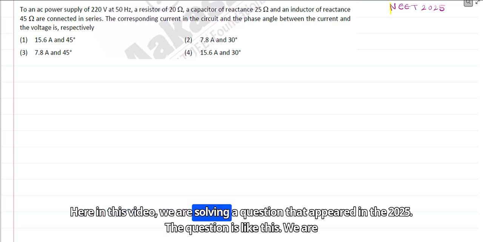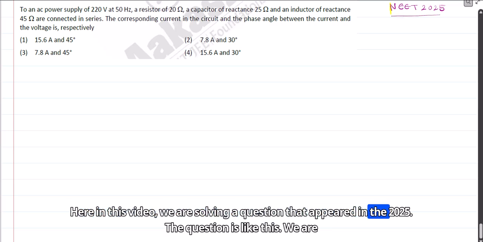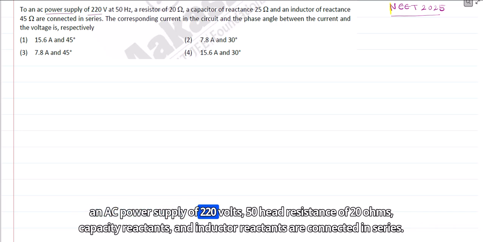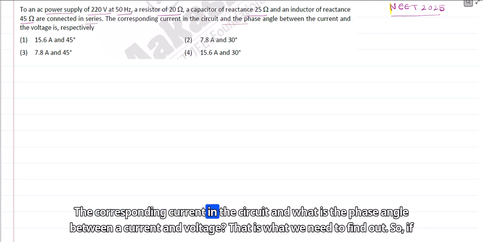Here in this video, we are solving a question that appeared in NEET 2025. The question is like this. To an AC power supply of 220 volts, 50 Hz, a resistance of 20 ohms, capacitive reactance and inductive reactance are connected in series. What is the corresponding current in the circuit and what is the phase angle between the current and voltage? That's what we need to find out.